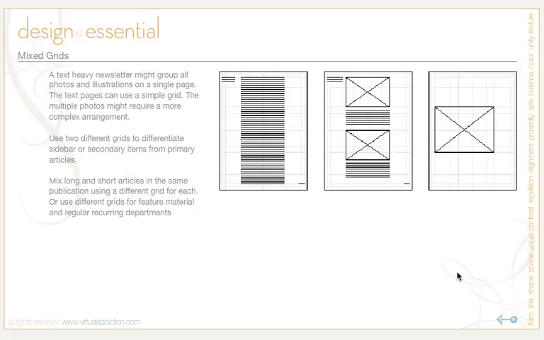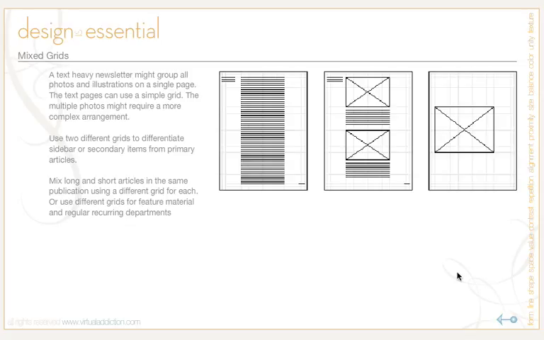Sometimes if one grid is good, 2 could be even better. Some publications use mixed grids. A different grid than what is used through most of the publication might be appropriate. This is a great way to present content that varies greatly from the rest of the pages. It's also okay to mix grid systems within the same page. A text-heavy newsletter might group all the photos or illustrations on a single page. The text pages can then just use a simple grid, and the multiple photos might require a more complex arrangement.